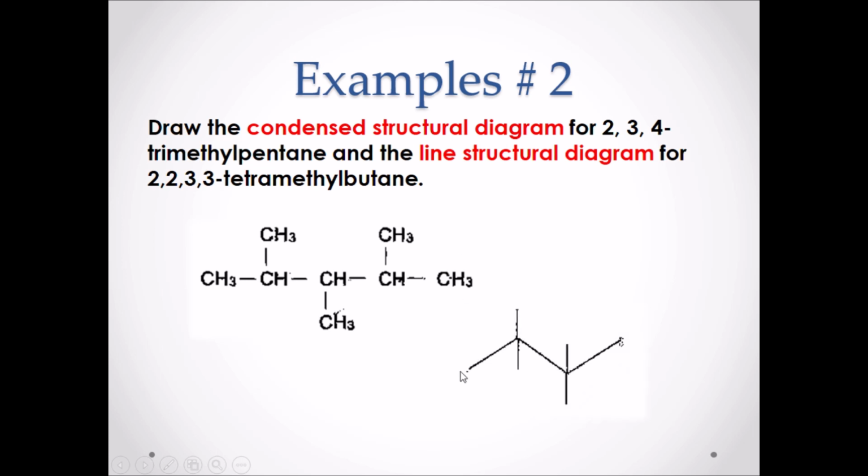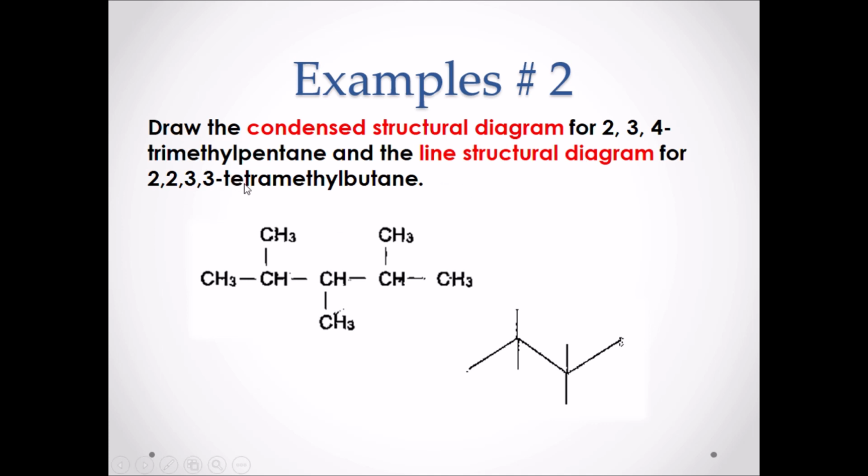And our last structural diagram is a line structural diagram. And it is represented by the picture here. Remember, start from the back. Butane, that's 4 carbons. 1, 2, 3, 4. At the end of every line is a carbon.